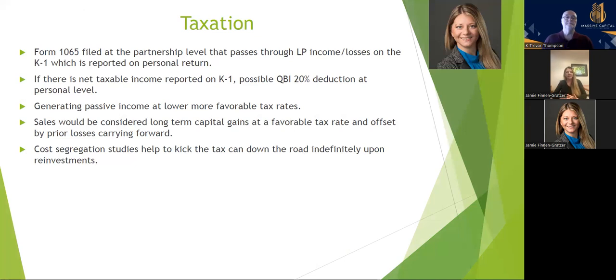If there is net taxable income reporting on your K1, there's a possible QBI 20% deduction. So that's another benefit. QBI was a new provision from the Tax Cuts and Jobs Act of 2017, where it allows a 20% deduction of your taxable income from a qualified business to offset your overall taxable income. So that could be a small added benefit to you as well. You are, as we stated, generating that passive income at lower, more favorable tax rates, because the maximum that you're going to pay on any capital gains, as we said, is 23.8%.